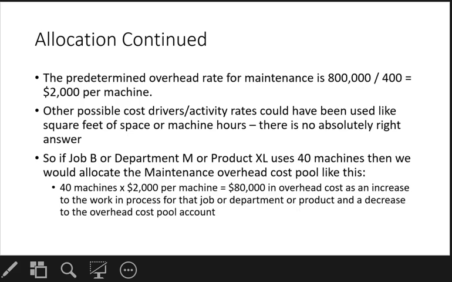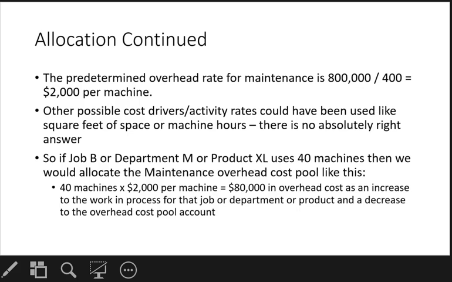What you can't do is allocate the same cost two different ways. That doesn't make sense. So you can't allocate this $800,000 using machines and then allocate it again using machine hours. Otherwise, you're going to be double counting.